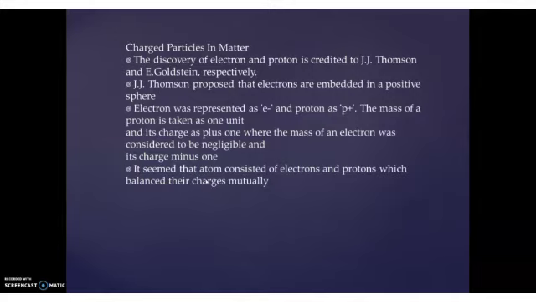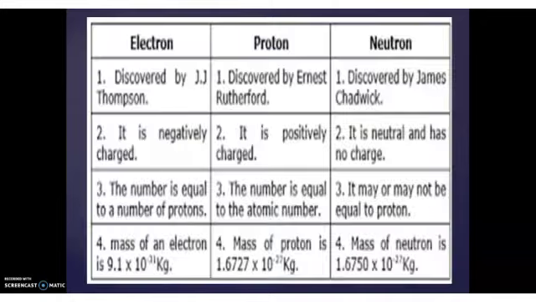And we know atoms are highly stable. Why? The reason is the number of protons and number of electrons are the same. If there are more protons, it will be unstable. If there are more electrons also, it will be unstable. So, equal number of protons and electrons, that is, equal positive charge and equal negative charge. Then only the atom will be stable.